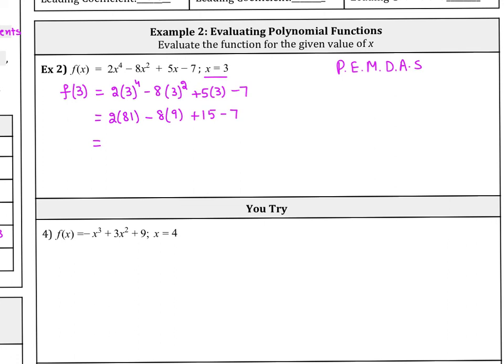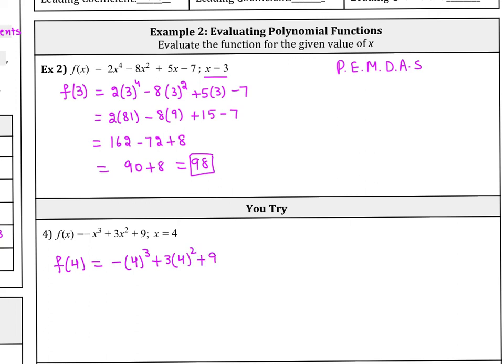So that's going to be 162 minus 72 plus 8, and that's 90 plus 8, which is 98. Now we are going to do You Try problem number 4, where we're going to use x as 4 and use PEMDAS to evaluate this function.